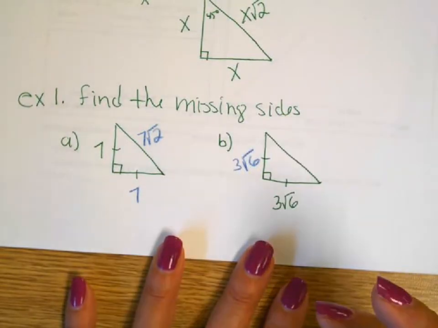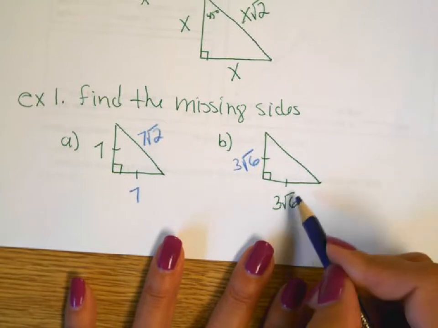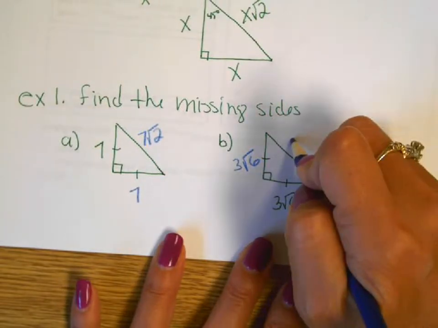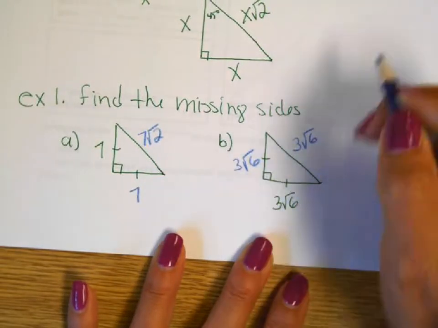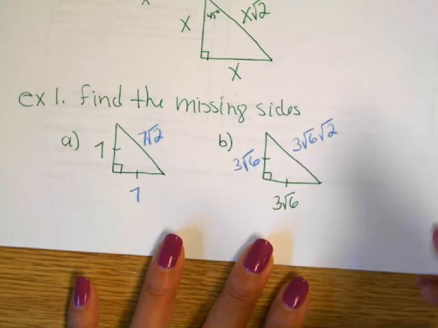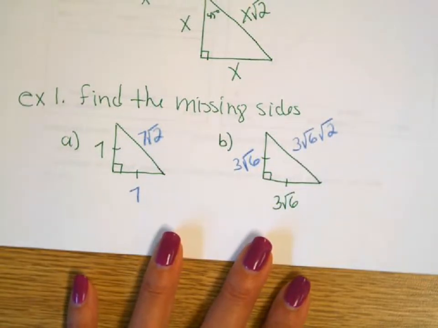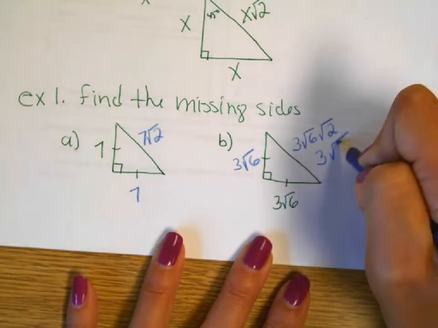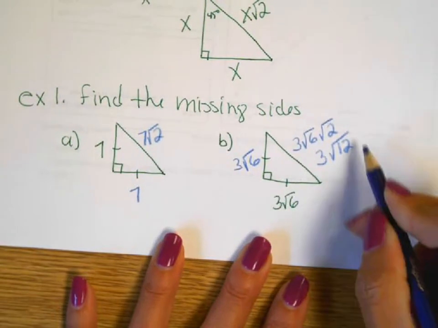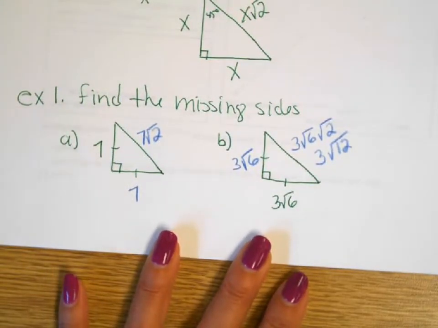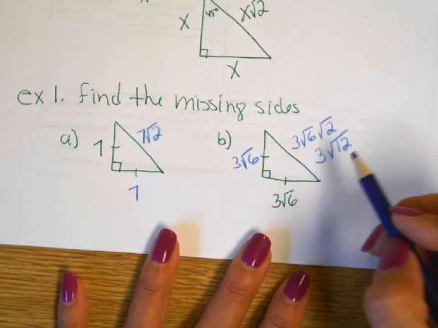Okay. So the process doesn't change though. Even though this is ugly, what did we do to get from the leg to the hypotenuse? Multiply by a square root of 2. So we would have 3 square root of 6 multiplied by a square root of 2. What's allowed to multiply? The square root. So we would have 3 square root of 12. Does the square root of 12 simplify? Unfortunately, yeah. So we got a little more work to do.